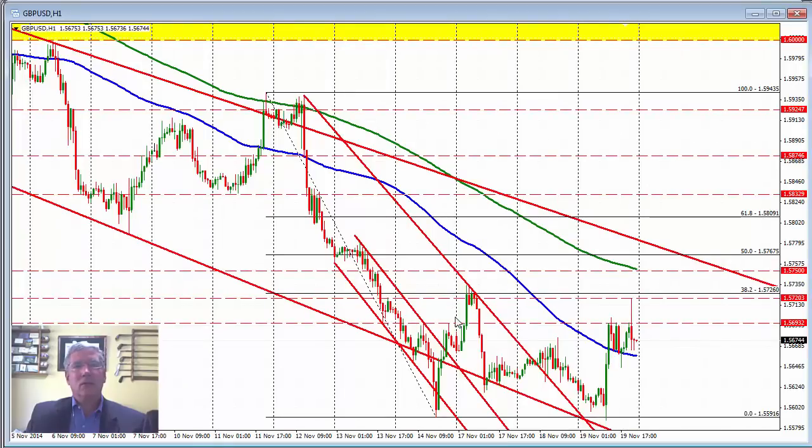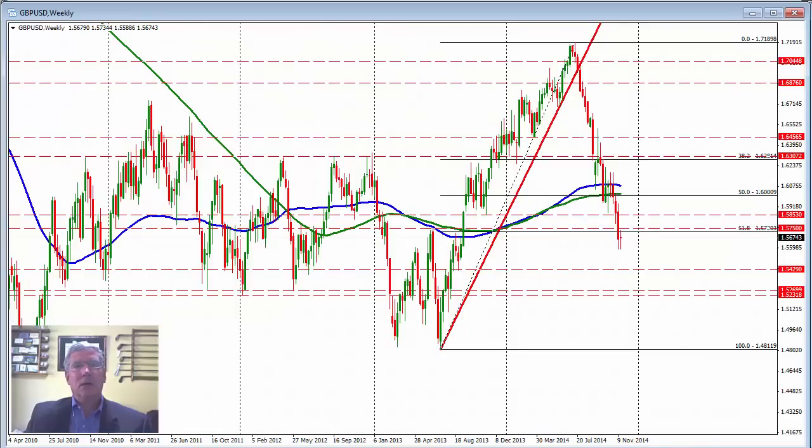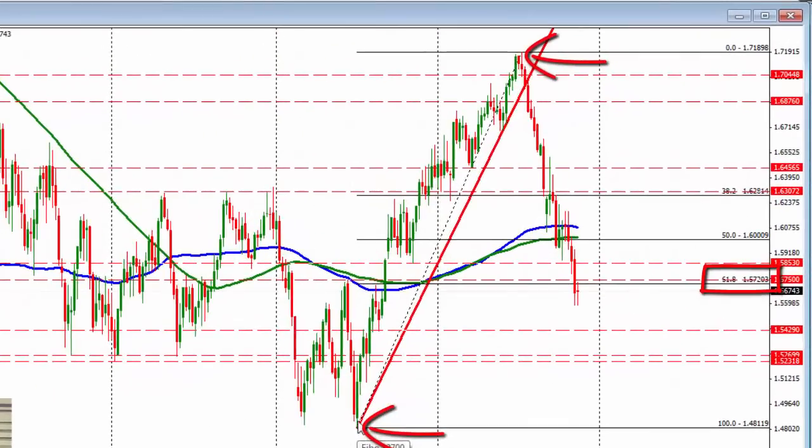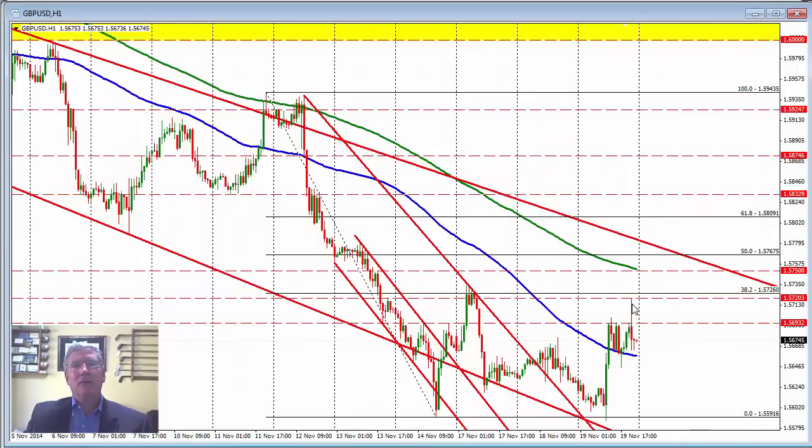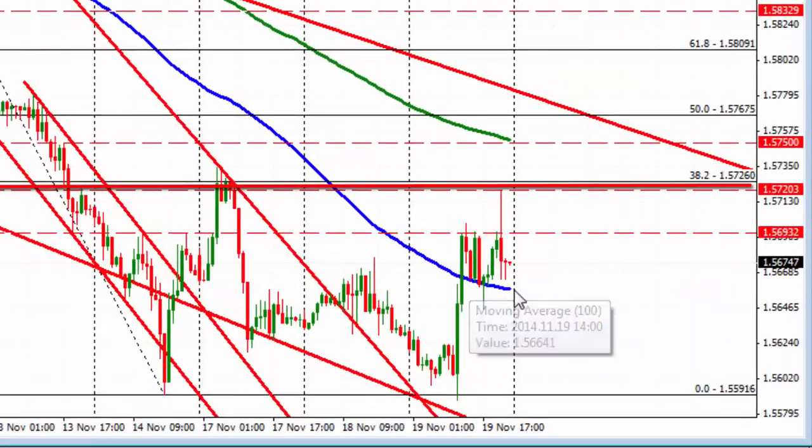Let's take a look at the sterling versus US dollar. The 38.2% retracement comes in at 157.26. The 157.20 level is also a level of importance for me, at least. What does that level correspond with? Well, if I go from the 2013 low to the 2014 high, the 157.20 level is a 61.8% retracement. So in today's trading, after the FOMC, we went right up to that 20 level and we came right back down.